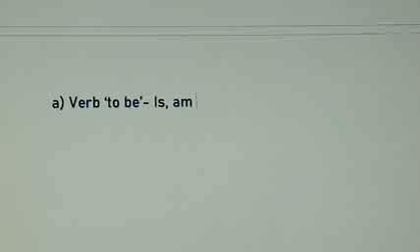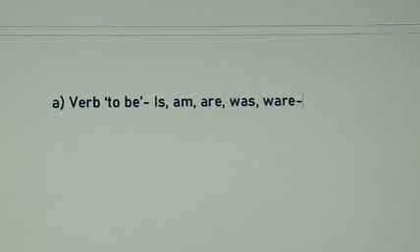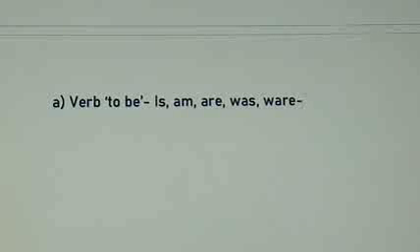Is, am, are, was, were, right? Dear children, now let me explain where we will use all these auxiliary verbs separately.